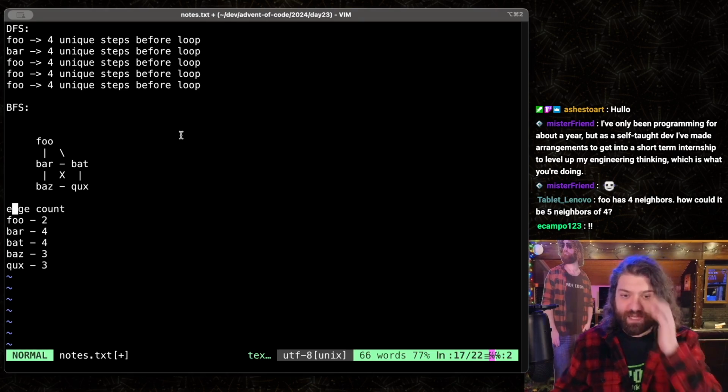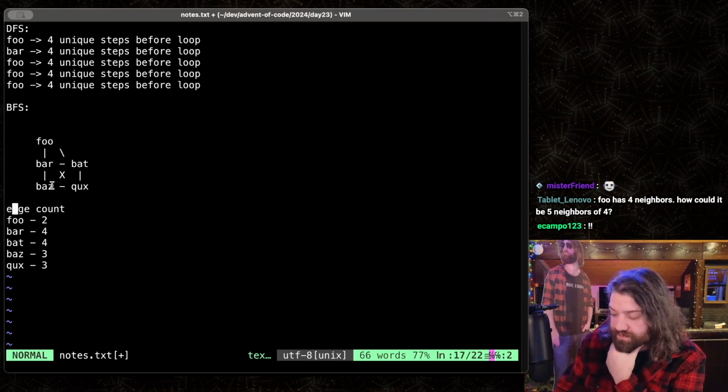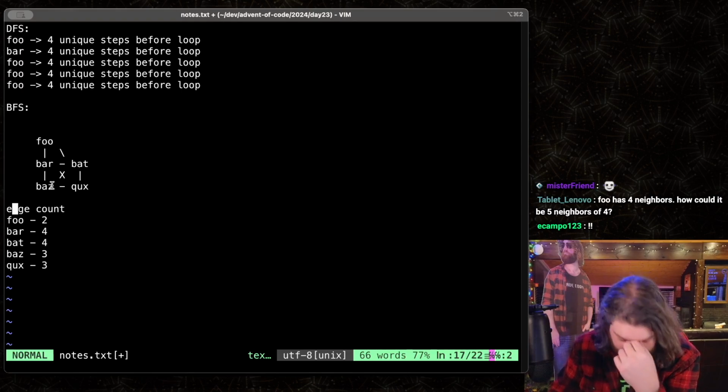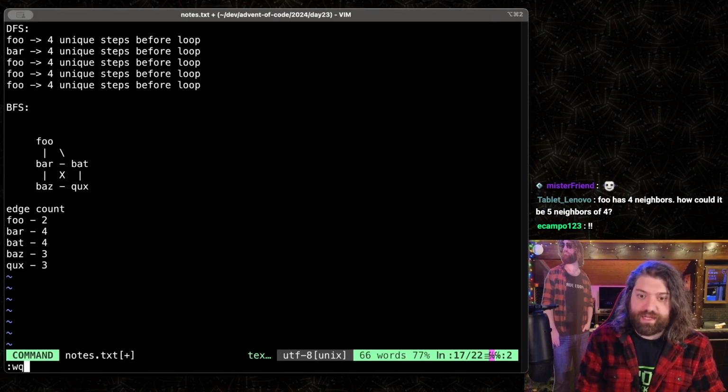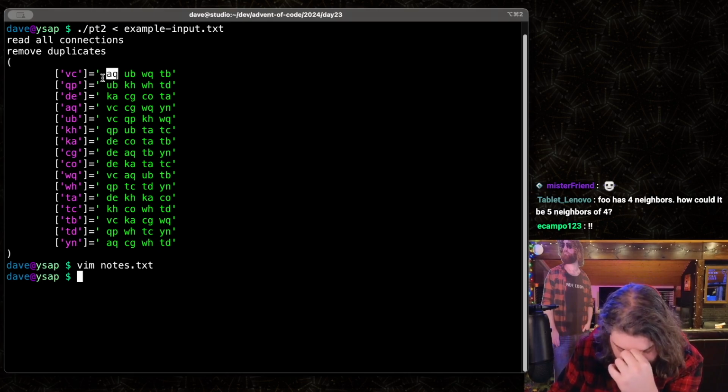What does this actually tell us? Every single one of these, in the example input, they all have the same number of neighbors. So yeah, in the example input, every single one has 4 edges, or 4 directly connected neighbors, or 5 in the ring of connections if you include itself.